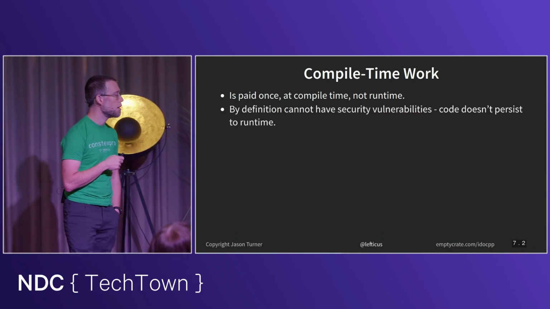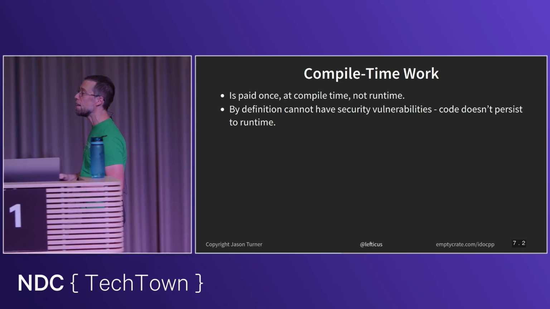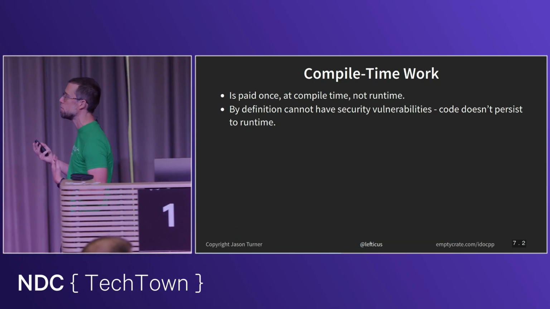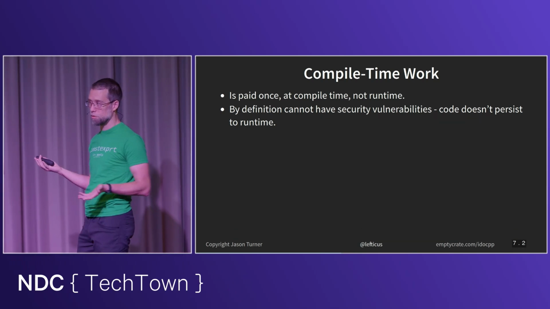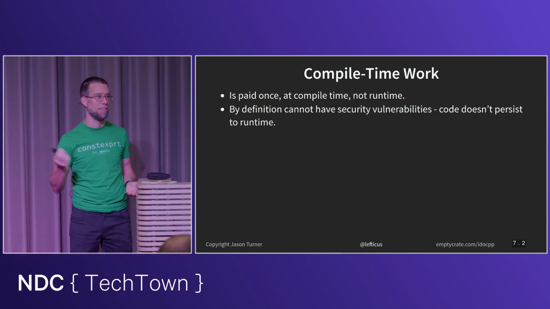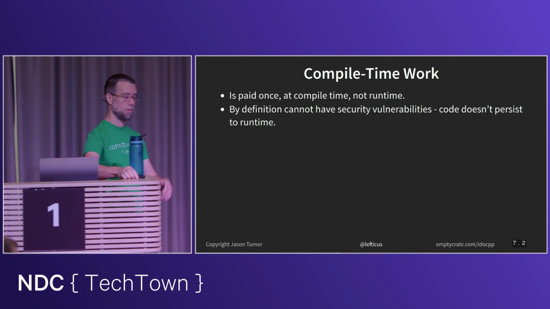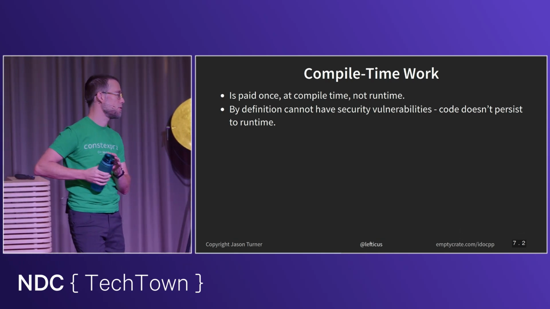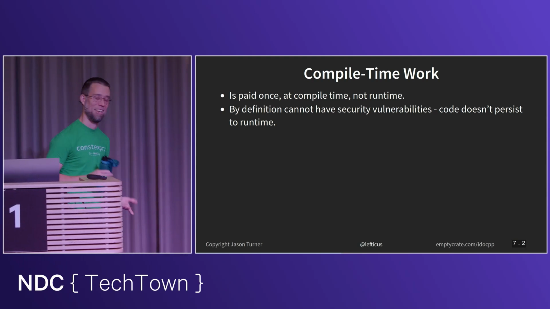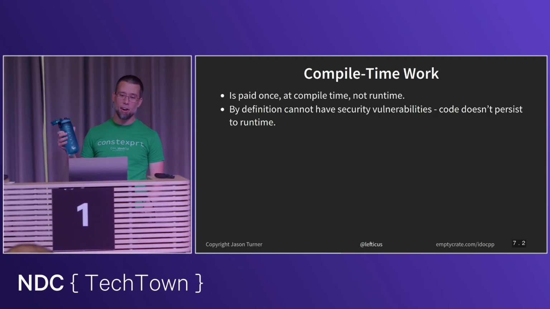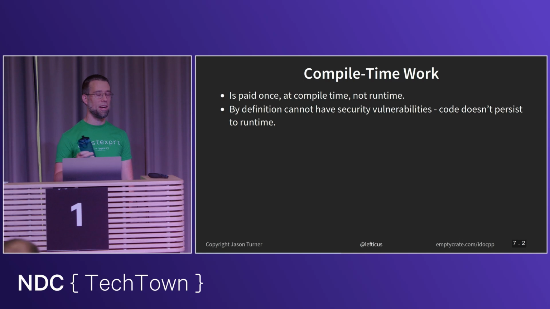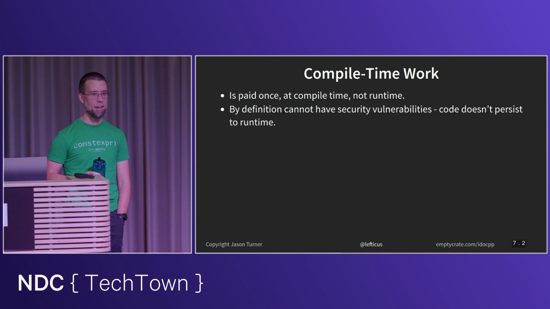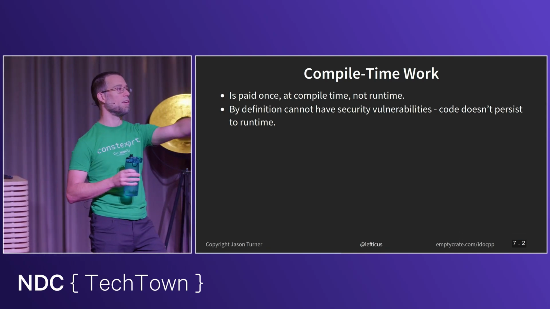By definition, Constexpr code that is executed at compile time cannot have security vulnerabilities. The code simply doesn't persist. All right, Hannah, go ahead and make your argument. No? Oh, fine. Who wants to make an argument that code that is executed at compile time can have security vulnerabilities? You want to. Later? This is important. Martin, yeah, go ahead.